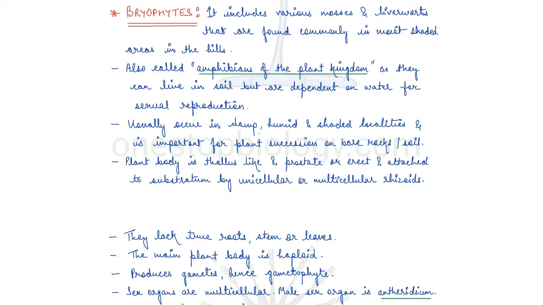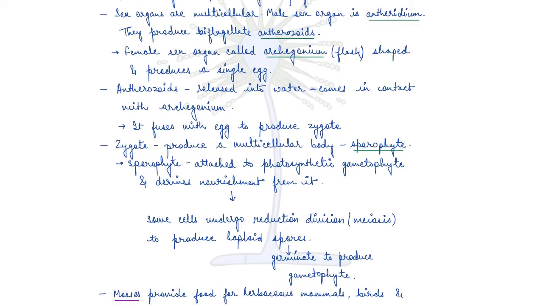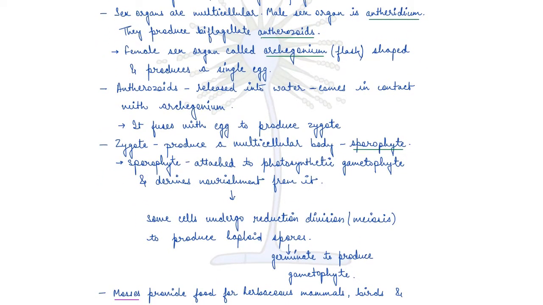Basically, the male sex organ is known as antheridium, and it produces biflagellate antherozoids. What do we mean by biflagellate? That these antherozoids are motile and they have two flagella. Now the female sex organ is known as archegonium, which is flask shaped, and it produces a single egg.